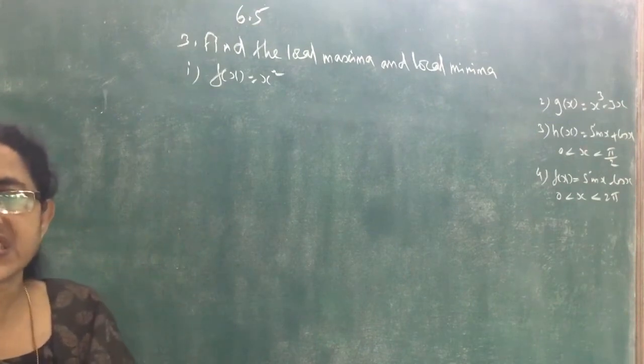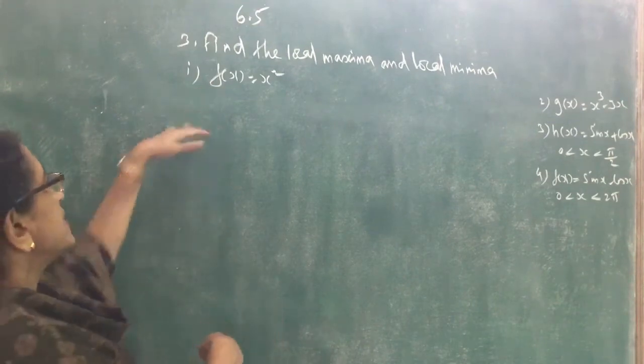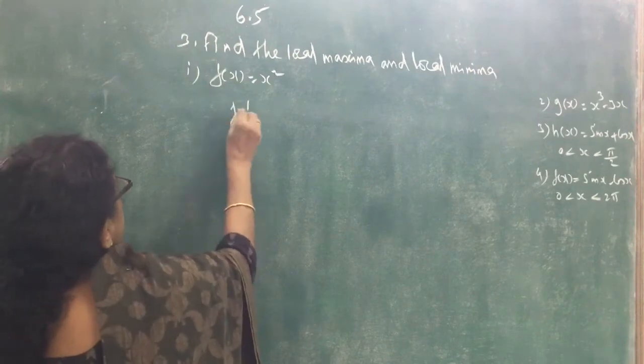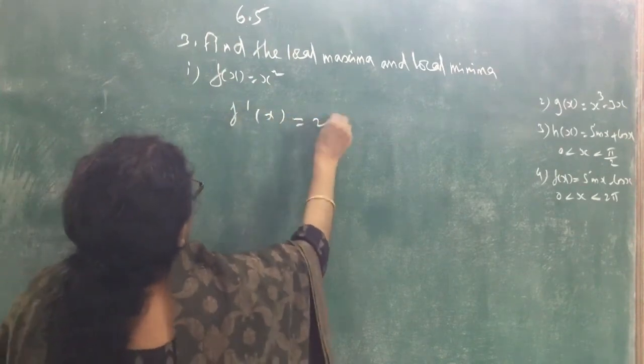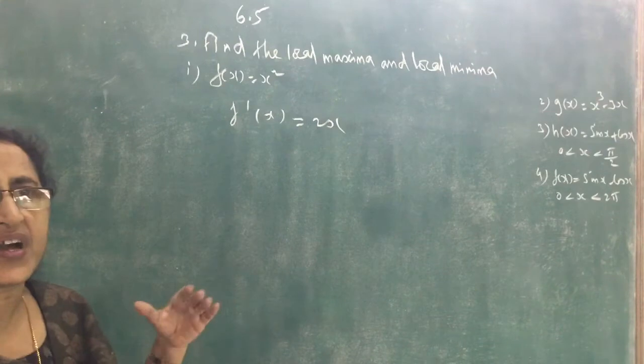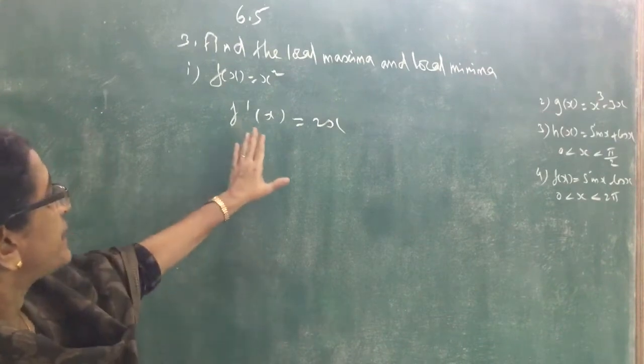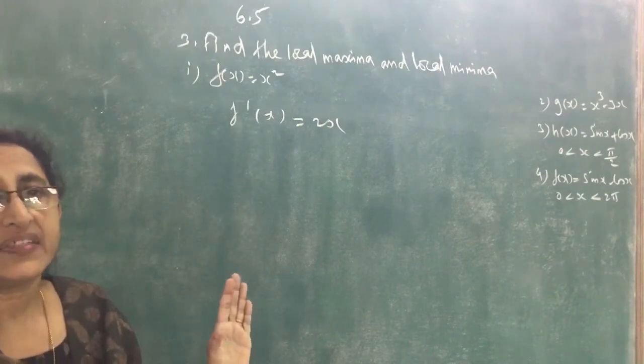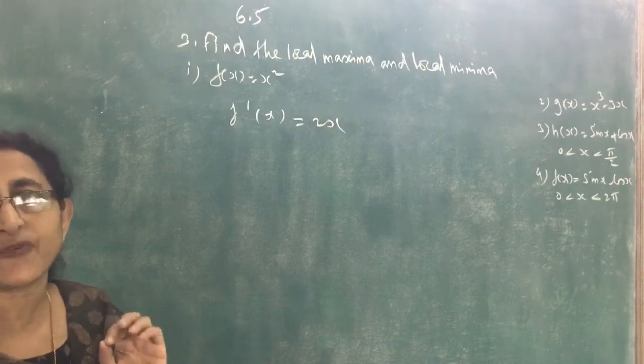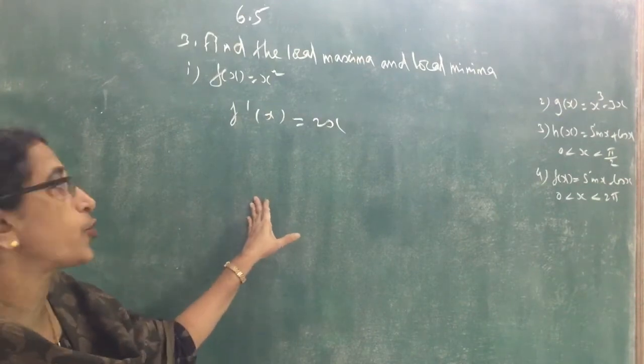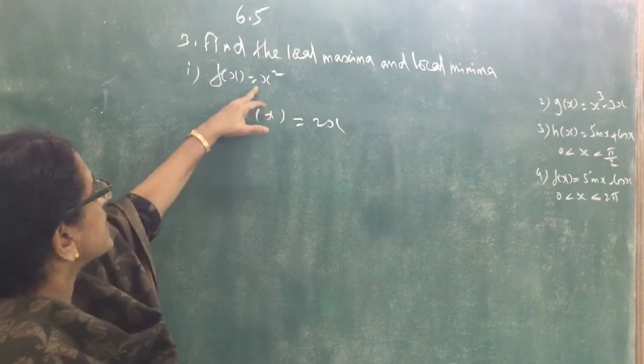For that, first we have to find the first derivative, f dash x. So f dash x equal to 2x. So this is the method of second derivative test. First we find the first derivative. Then we will find the values of x for which the first derivative equal to 0. So this is the first derivative of the given function.